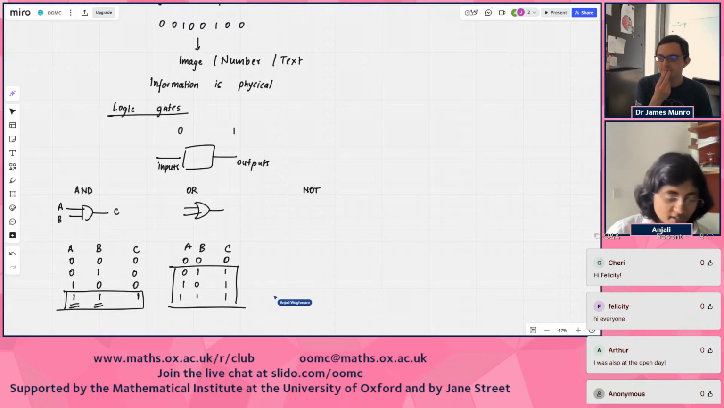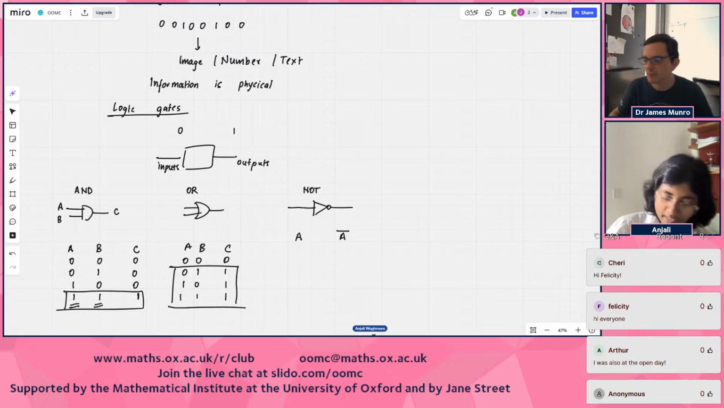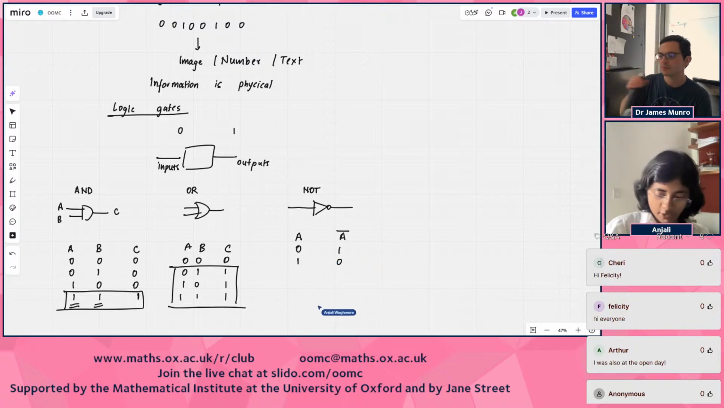The NOT gate is kind of interesting. It takes in 1 input and gives you 1 output. Let's say it takes an input A. It gives you an output A bar, which is essentially the conjugate of your input. What I mean by that is if A is 0, you get a 1, and if A is 1, you get a 0. That's the NOT gate.